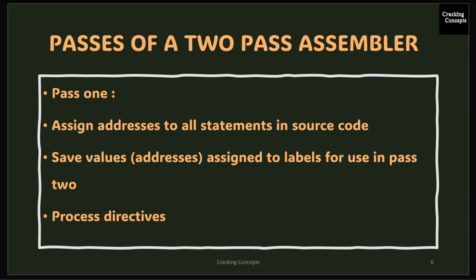Pass 1 assigns addresses to all the statements in the source code. It also saves values, that is the addresses from the location counter, assigned to labels into the symtab for use in pass 2. It also processes some directives. This includes processing that affects the address assignment, such as determining the length of data areas defined by byte, reserve word, etc.